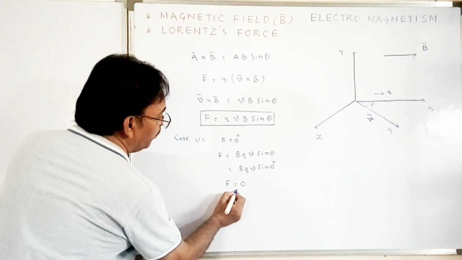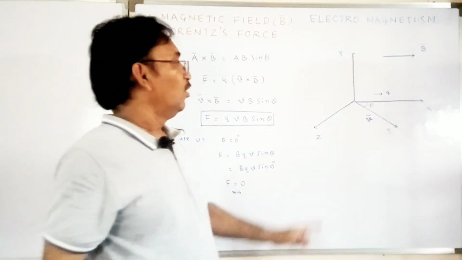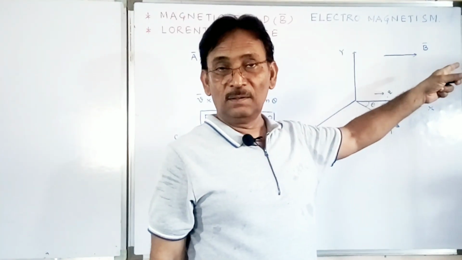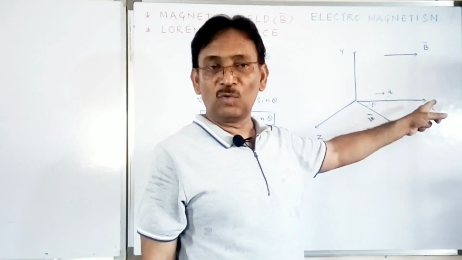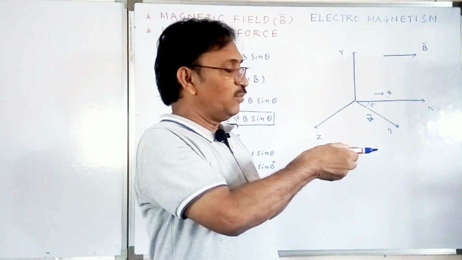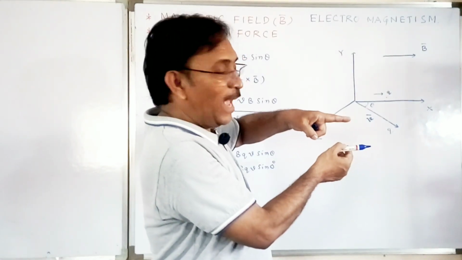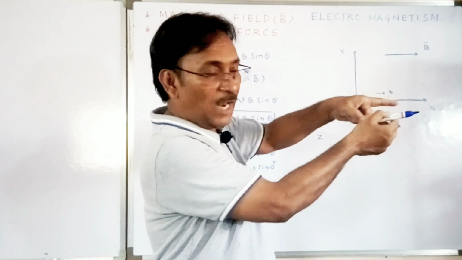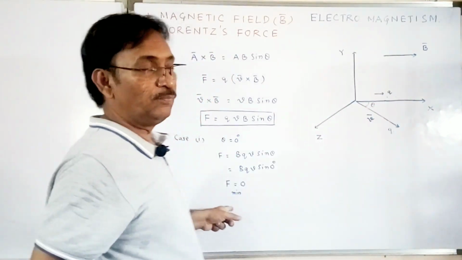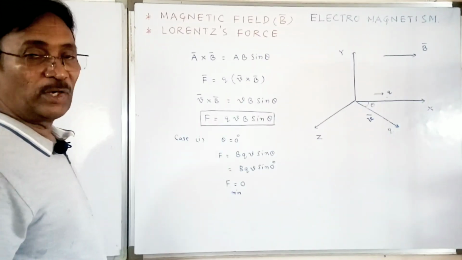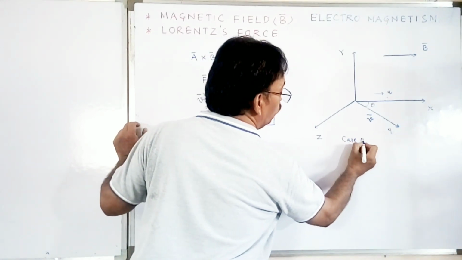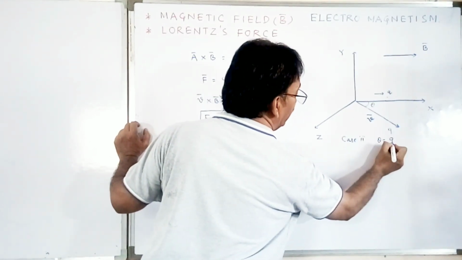This force is minimum. What it tells us is, when a charged particle is moving along the direction of the magnetic field, it doesn't experience any kind of force. Remember that when the magnetic field and the motion of the charge are parallel to each other, in the same line, then the force experienced by this charge is equal to 0. Then we are taking one more case, case 2. Theta is equal to 90 degrees.